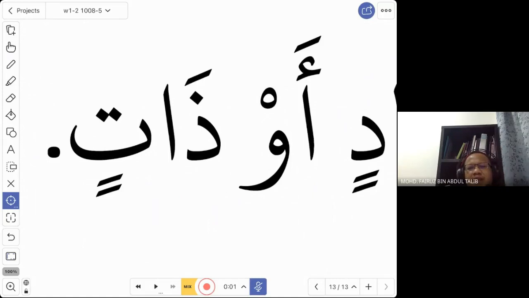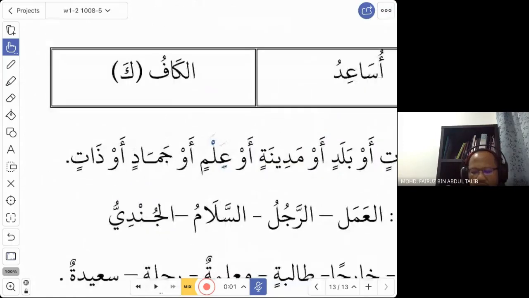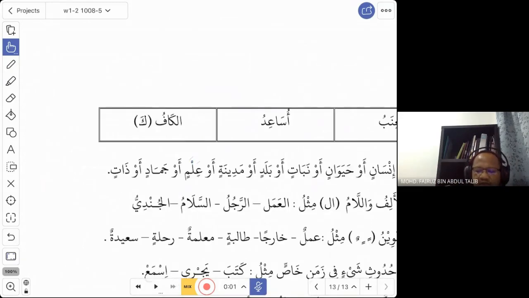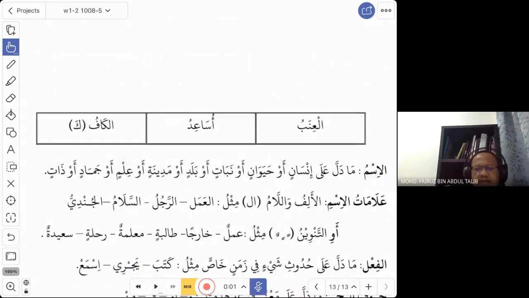Okay, like the word malaika, the angels. So that is also, malaika is also a noun, right? So this is just some examples, and the definition is not 100% exhaustive. So you can have, they can include other things as well, right? So this is just to give you an idea what is an isim. Okay, that is the first one about an isim.